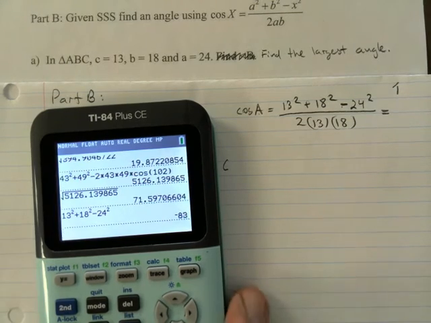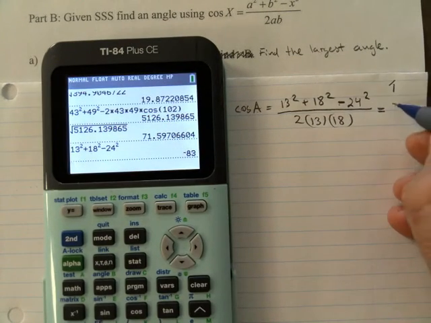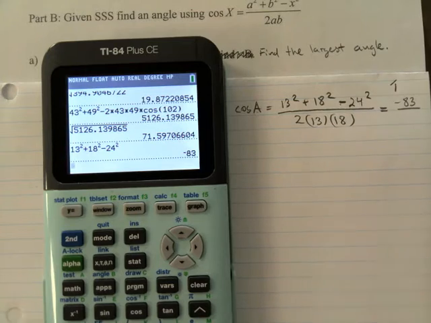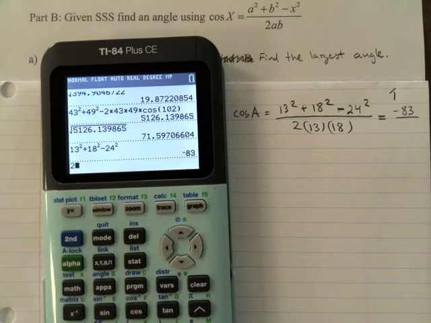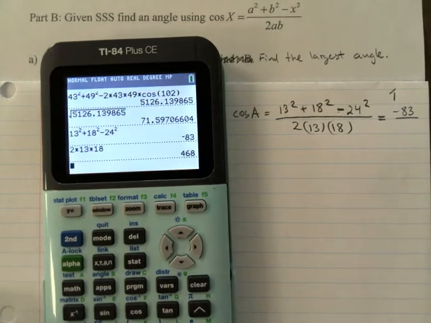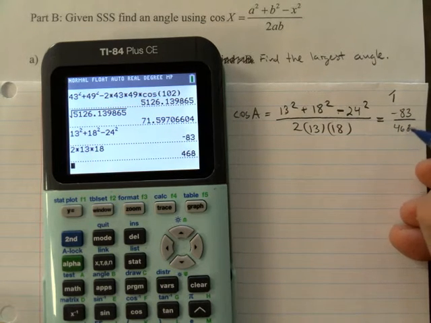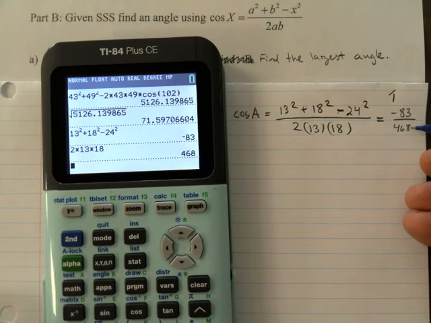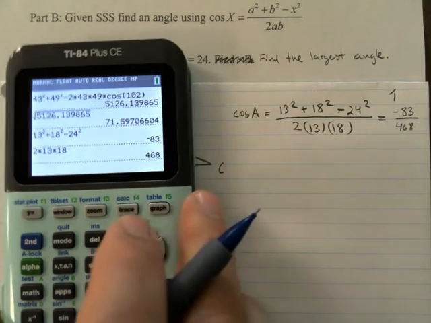do it, right? You get negative 83, right? Very important. 2 times 13 times 18, that's 468. You should get a bigger denominator, right? This should be, if you turn it into a decimal, it should start with a 0. Not, you're going to get an error.